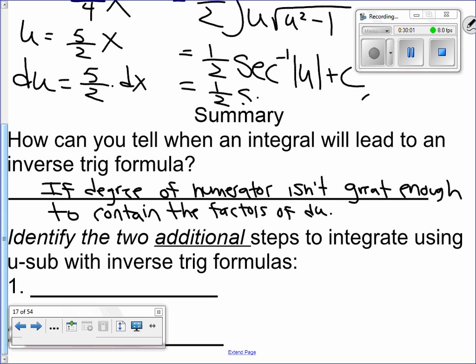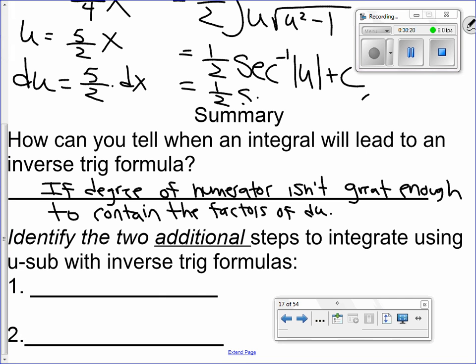What if you just try making the denominator your u, or what's under the radical your u, and you don't have enough x's up top? You're going to have to go inverse trig. That's what... if you do decide, okay, I've got to go inverse trig, do you remember the 2 extra steps?